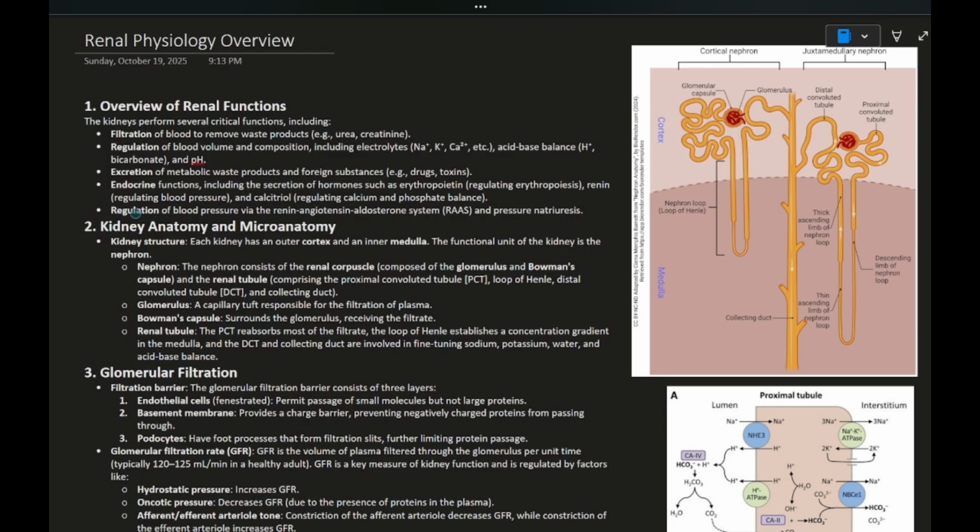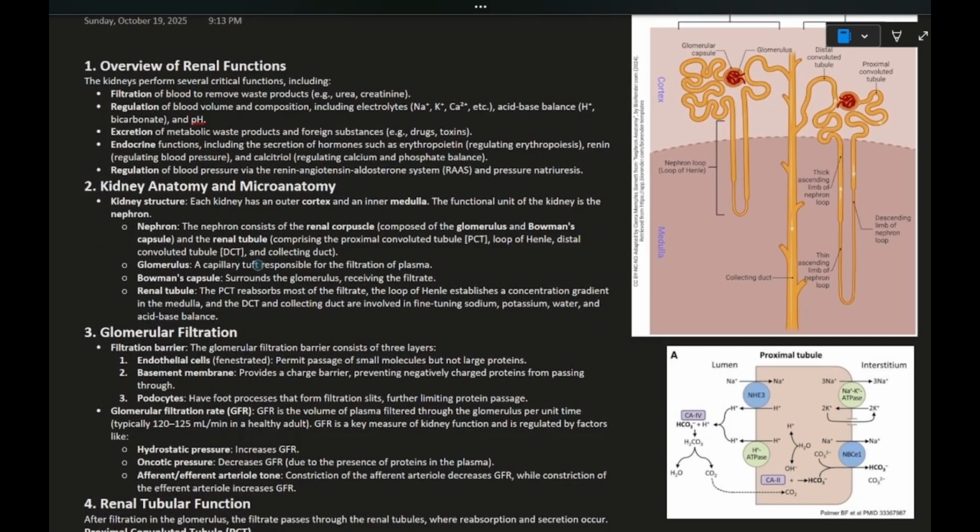As such, kidneys are important for regulating blood pressure through the classic renin-angiotensin-aldosterone system, also known as the RAS system or the RAAS. They can also utilize pressure natriuresis to complete this function. So now that we know about the kidney functions, let's review, or at least look over, the kidney anatomy and microanatomy.